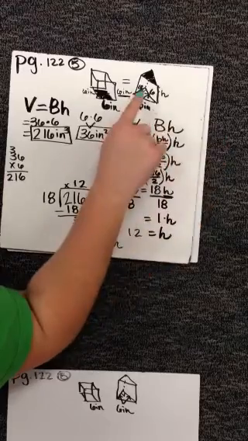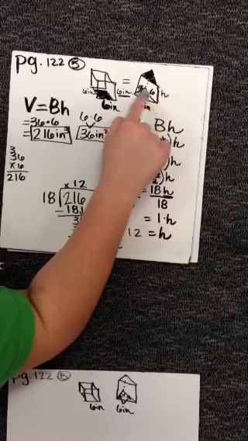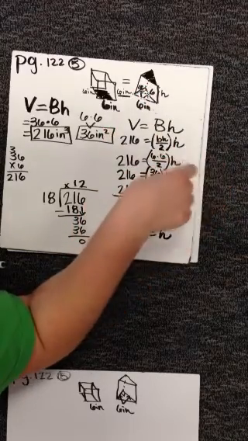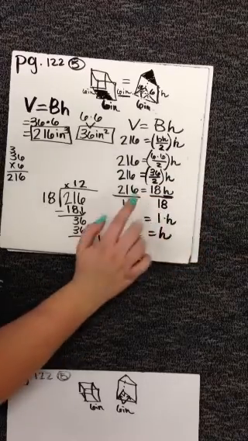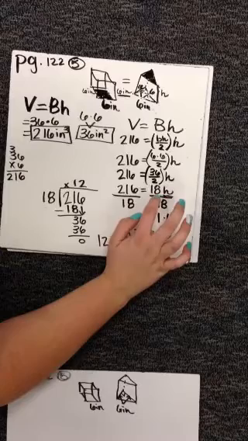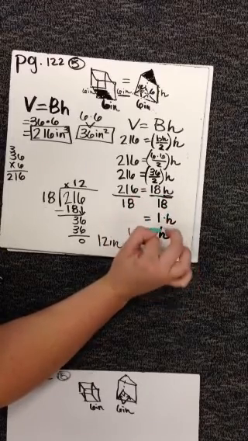I knew the base of the triangle was 6 and the height of the triangle was 6 because I'm just looking at the base, and then times the height. We were looking for the height. So I just simplified down, and remember right here, if there's a number next to the variable, you divide by the number next to it to get rid of it. And then I got h equals 12.